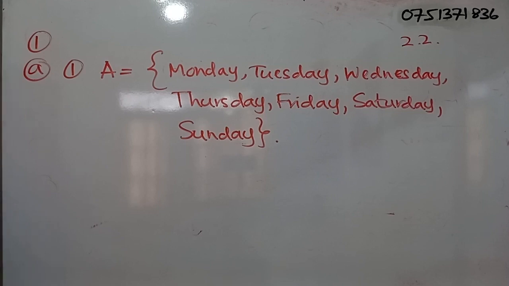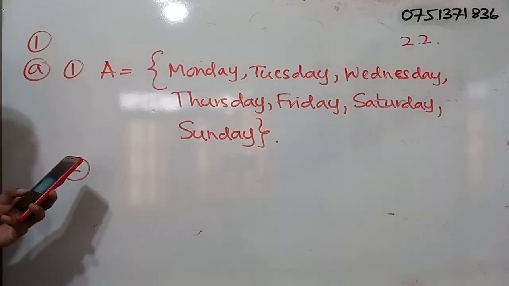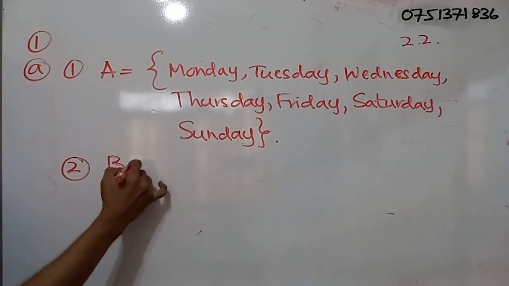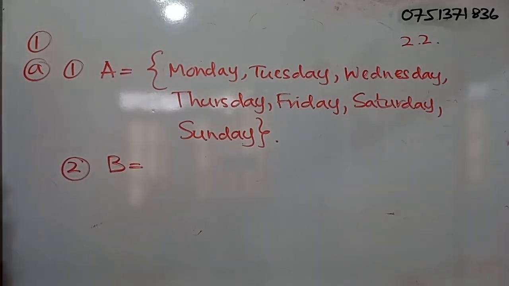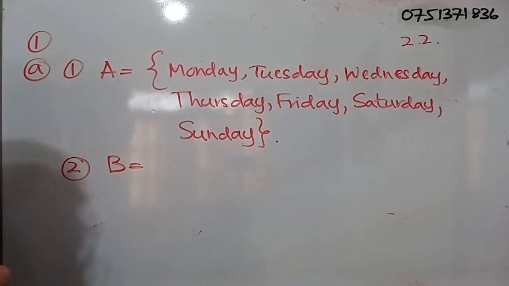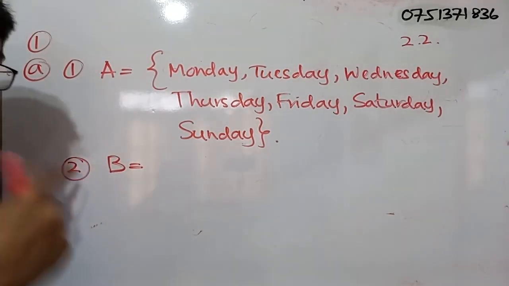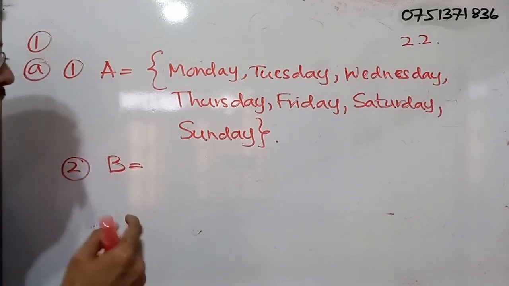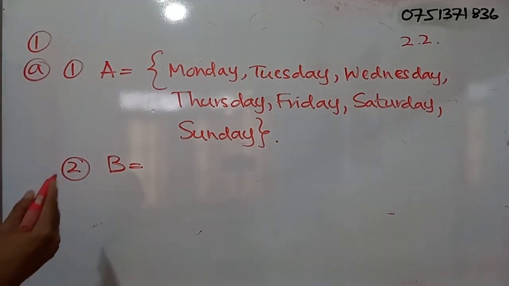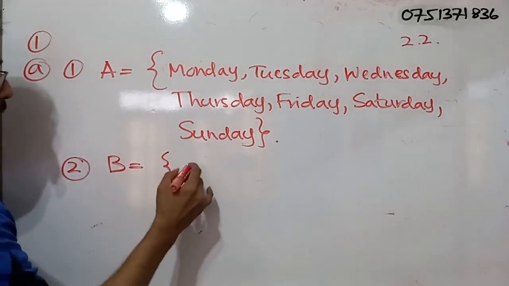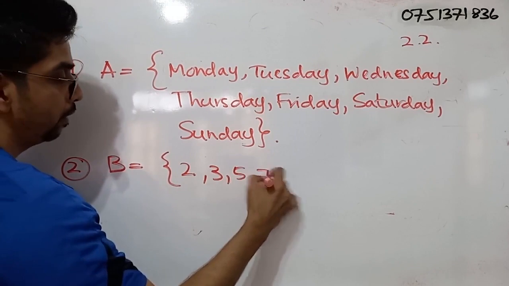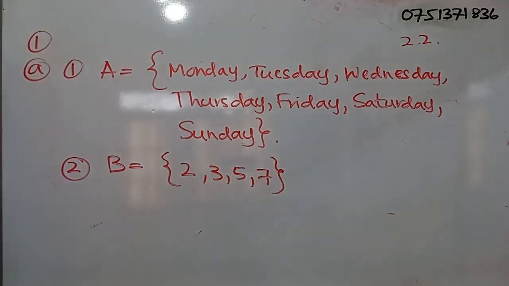Okay. Then part 2, prime numbers between 0 and 10. So that is set B. Right? So we know what are prime numbers. Prime numbers are what? Numbers that only have two factors. So prime numbers between 0 and 10. So what are the elements? 2, 3, 5 and 7.